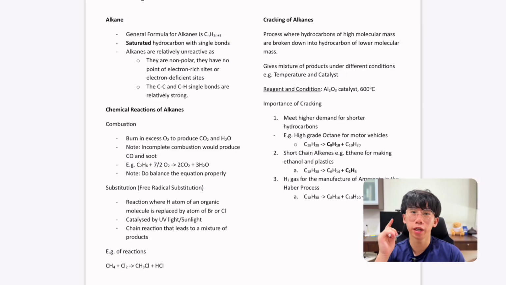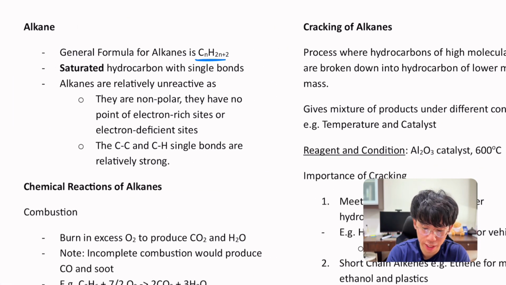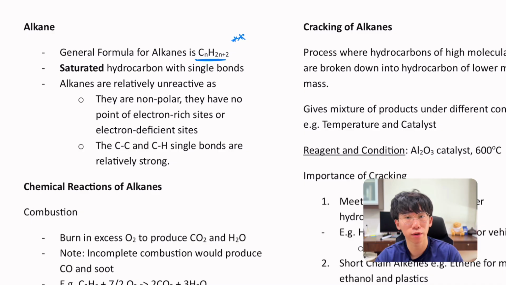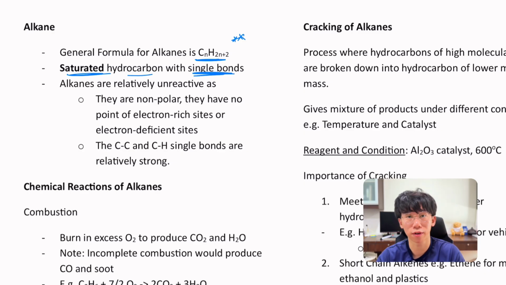Now that we have finished Introduction to Organic Chemistry, it's time to move on to specific functional groups. We'll start with alkanes. Alkanes have a general formula of CnH2n+2. Now you must memorize this because it's very highly tested during your exams, when you have to answer the specific general formula for a homologous series of alkanes. These are saturated hydrocarbons, meaning they only have single bonds, and usually they only contain carbon and hydrogen.